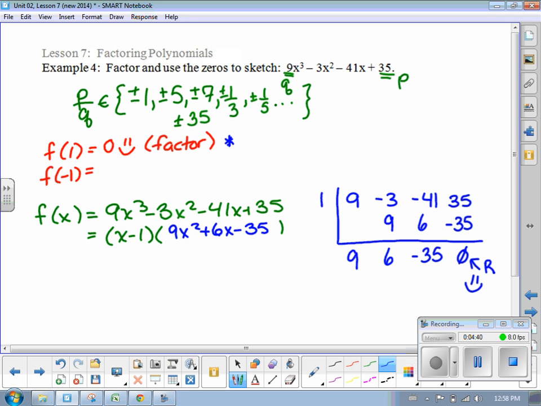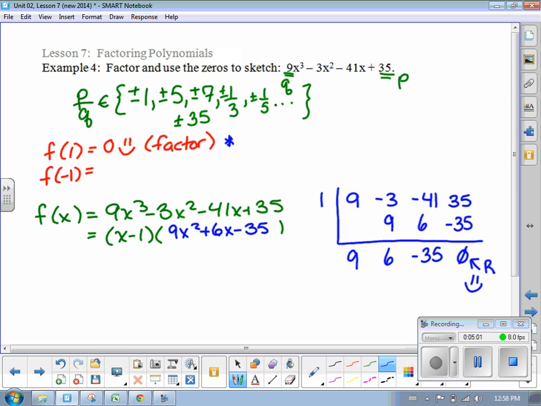And you're going to repeat that process, if necessary, until you get to a quadratic. And in this particular example, it's already a quadratic. So now you can factor that using whatever strategy you like for factoring a quadratic. For most of you, I think you use the "man" strategy, so use that strategy and factor this.